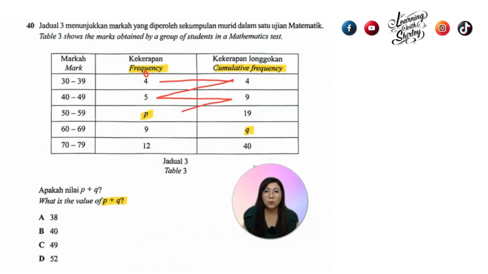9 plus P, you get 19. So 9 plus what gives 19? 10, right? So P is 10. Then we need to find Q. 19 plus 9, you get 28. So this is 28. Now we can find the value of P plus Q. 10 plus 28 gives 38. And our answer is A.